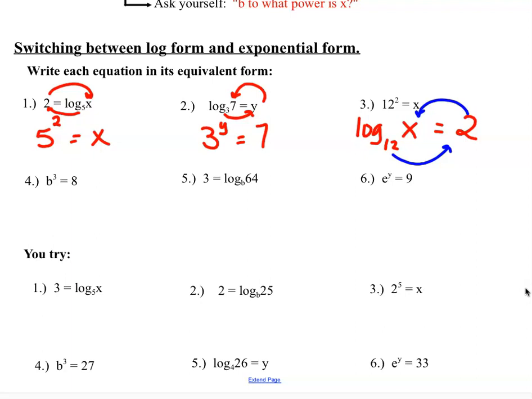Example 4. Our base is b. So we're going to say log base b of what? Log base b of, what are we missing? What is it supposed to equal? It should equal the 3, right? It has to equal your power. So the only other number that we have left is the 8. So log base b of 8 has to equal 3.